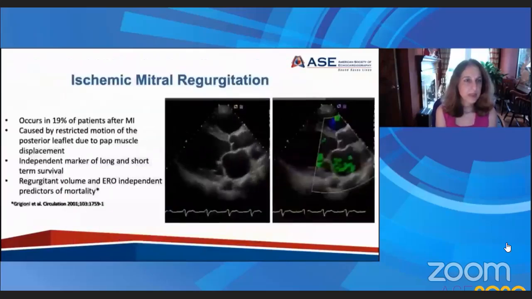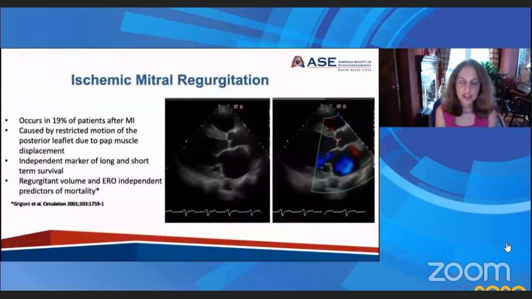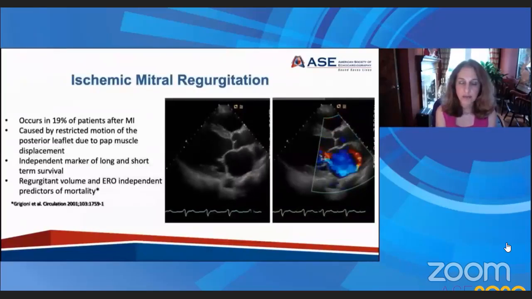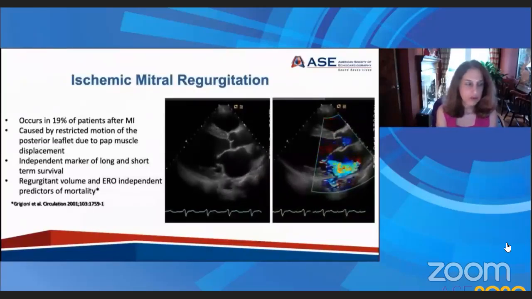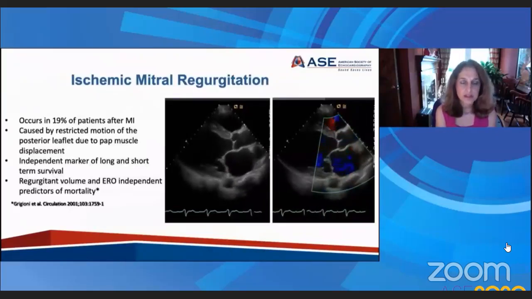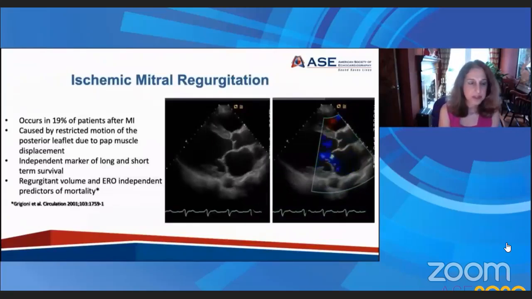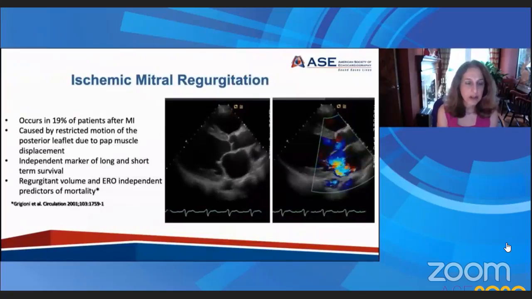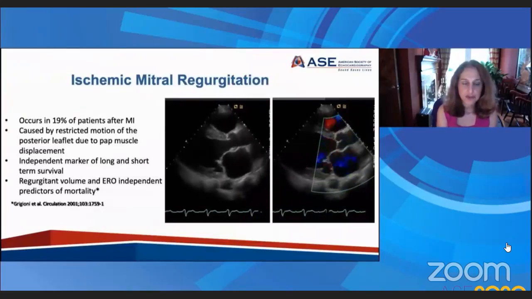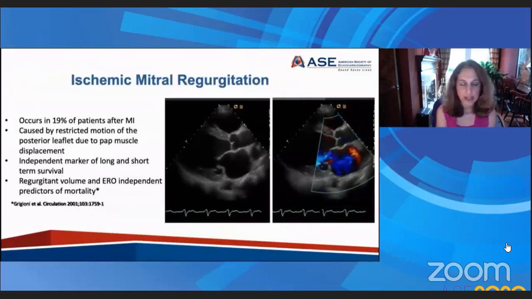Next slide, please. Now, ischemic mitral regurgitation is a less dramatic but still lethal complication of myocardial infarction, usually those that affect the infralateral wall. It can occur in up to 19% of patients after MI, and it is caused by restricted motion of the posterior leaflet due to papillary muscle displacement. It's an independent marker of long and short-term survival, and the regurgitant volume and effective regurgitant orifice area of the mitral valve are independent predictors of mortality.